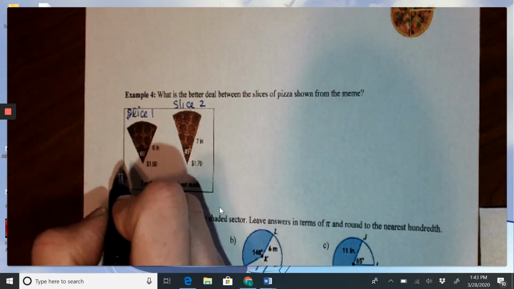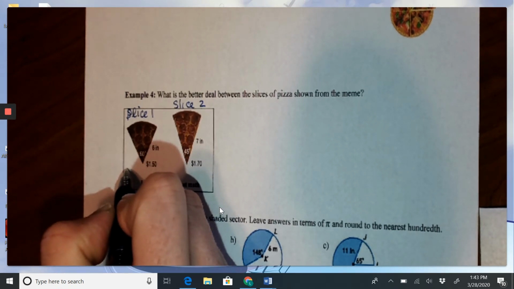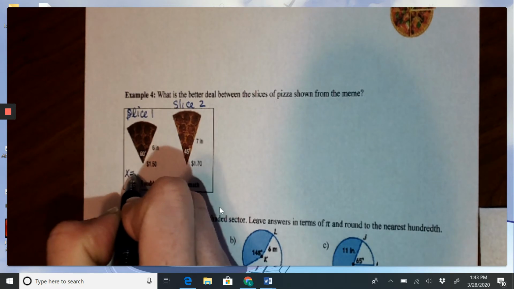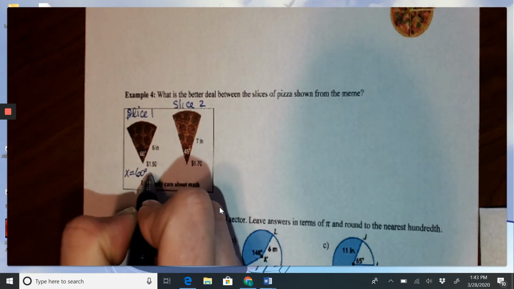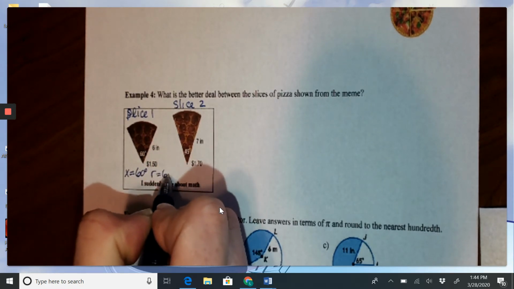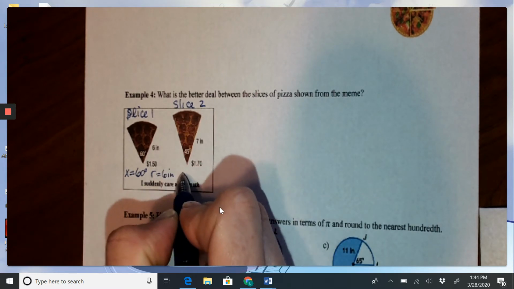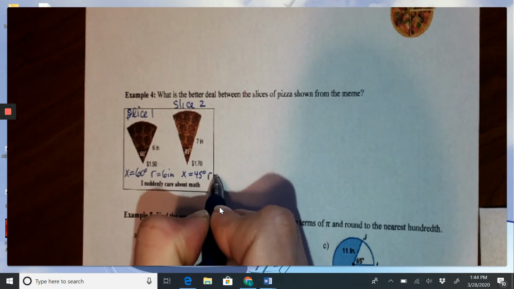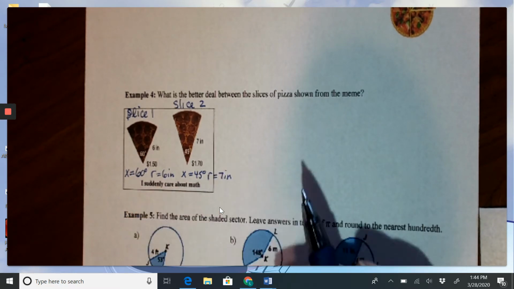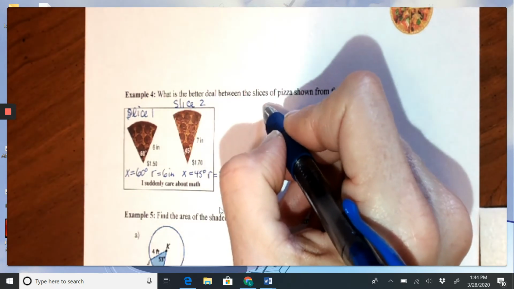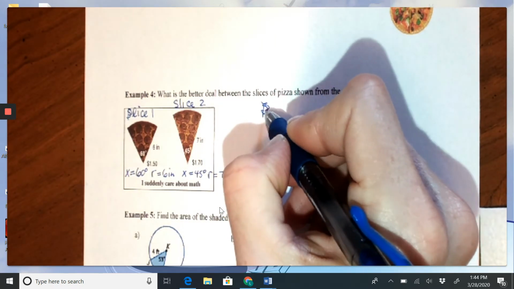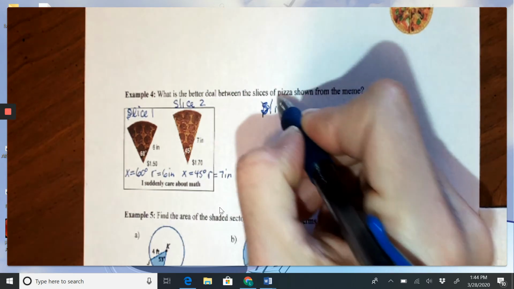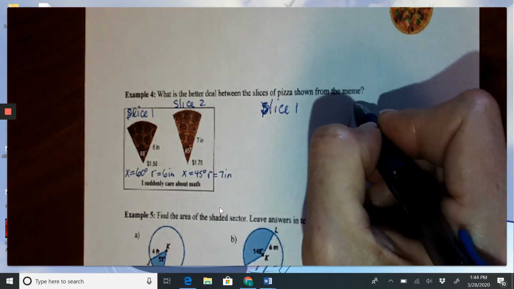If we look at these, we can also identify their central angle, the x, in our formula, and what r is. Over here, we have an x of 60 degrees and an r of 6 inches. In slice 2, we have an x of 45 degrees and a radius of 7 inches. Now we're going to make a comparison. I keep calling it piece, but these are slices of pizza, slice 1 and slice 2.